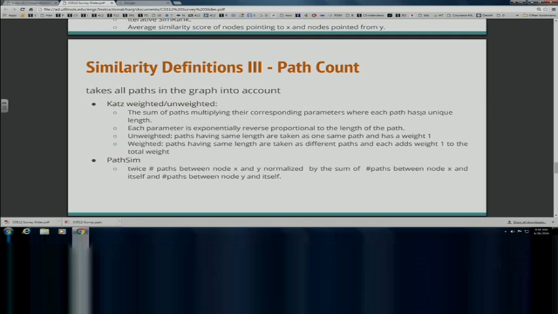For the unweighted one, the similarity score is calculated by taking the paths of the same length as weight 1, and for the weighted one, different paths add weight to the total weight. And PathSim, as we already know, is twice the number of paths between x and y, normalized by the number of paths between node x and itself and the number of paths between node y and itself. So it's also a normalized version.